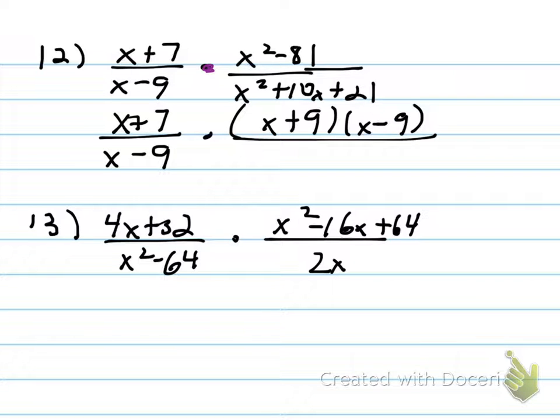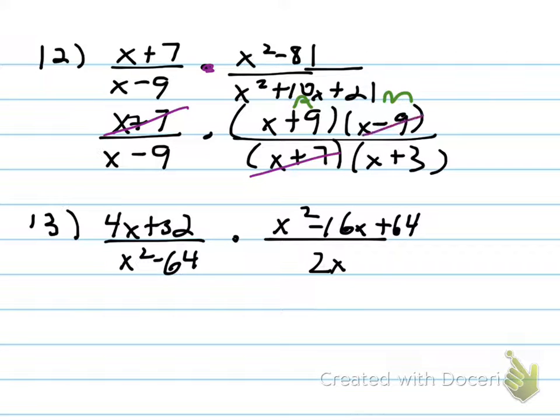And what multiplies to be 21 and adds to be 10, well, that's going to be x plus 7 and x plus 3. So now look, x plus 7 over x plus 7, x minus 9 over x minus 9, and I'm just left with x plus 9 over x plus 3. No, I cannot reduce that. Think of it this way. The only thing I can reduce with x plus 9 is x plus 3. X is another x plus 9.